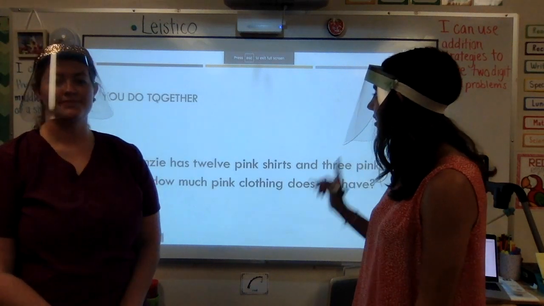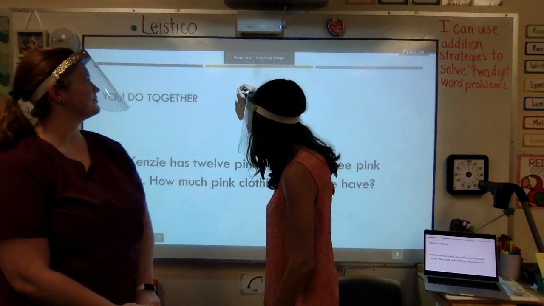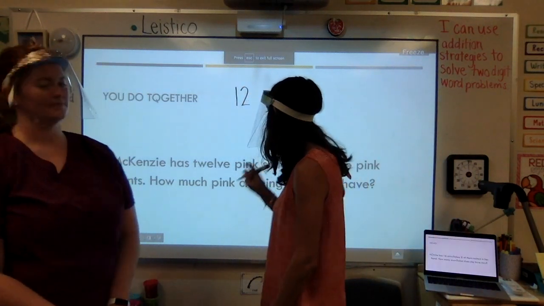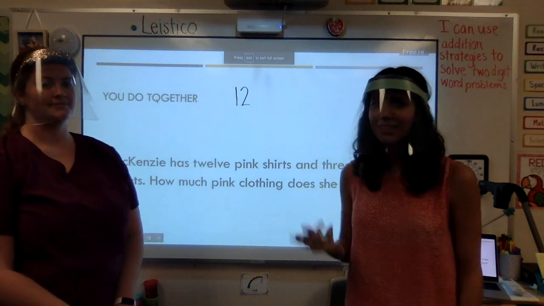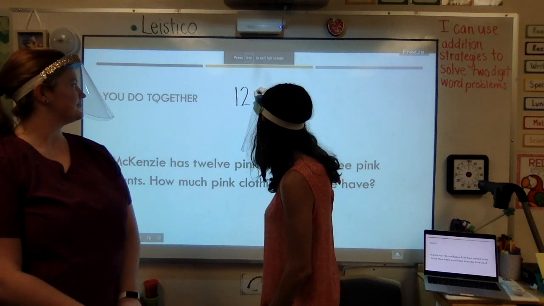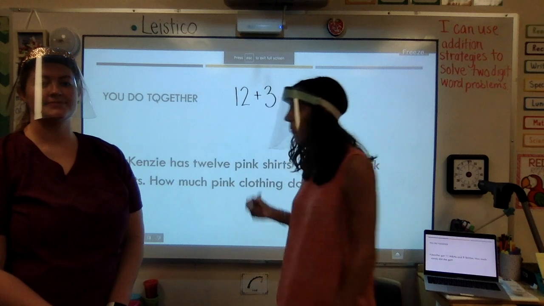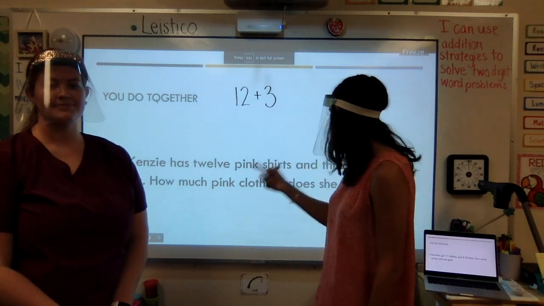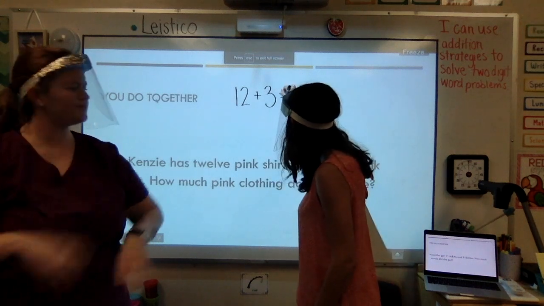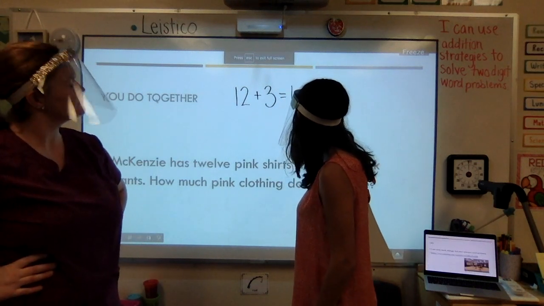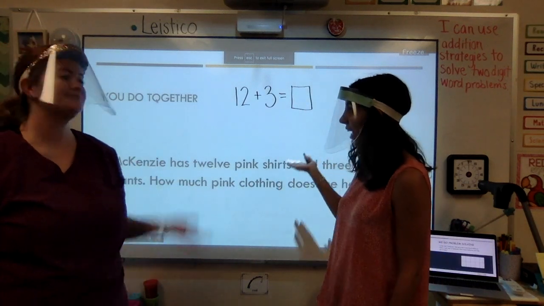So it says Mackenzie has 12 pink shirts. So I know at the start of my problem, I should have 12. And then it says, and 3 pink pants. And tells me it's going to be addition, and I'm adding 3 pairs of pink pants. Now my question is, how much pink clothing does she have? So that would mean our total, or in all, how much does she have? So I'm going to put my mystery box because we don't know the total yet.